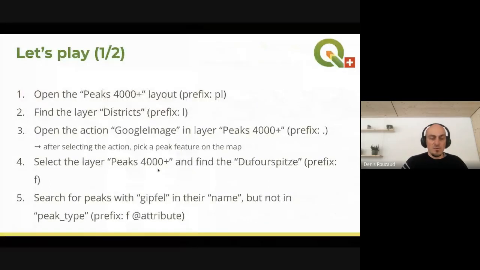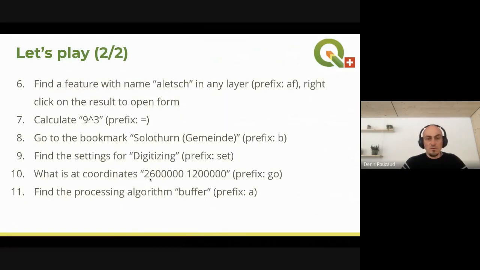So that filter was to search in the active layer. We have another filter which basically searches in any layer of the layer tree. And the prefix is called AF, for all features, all layers features.